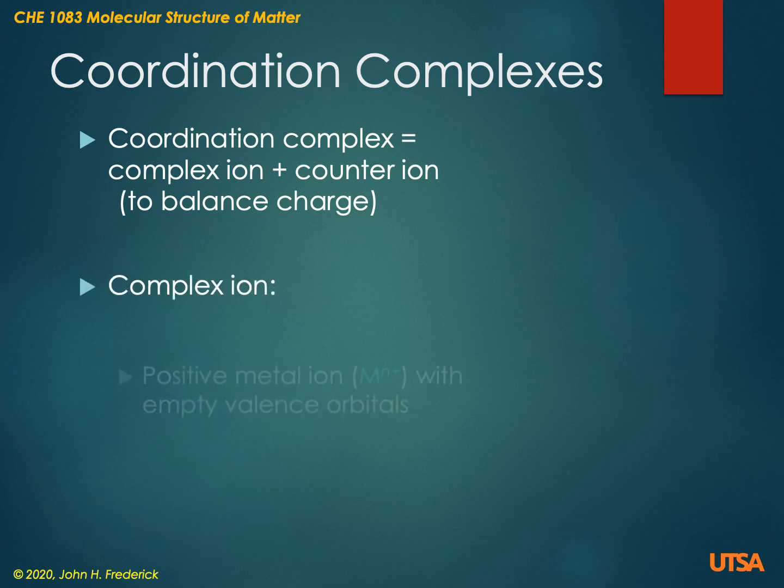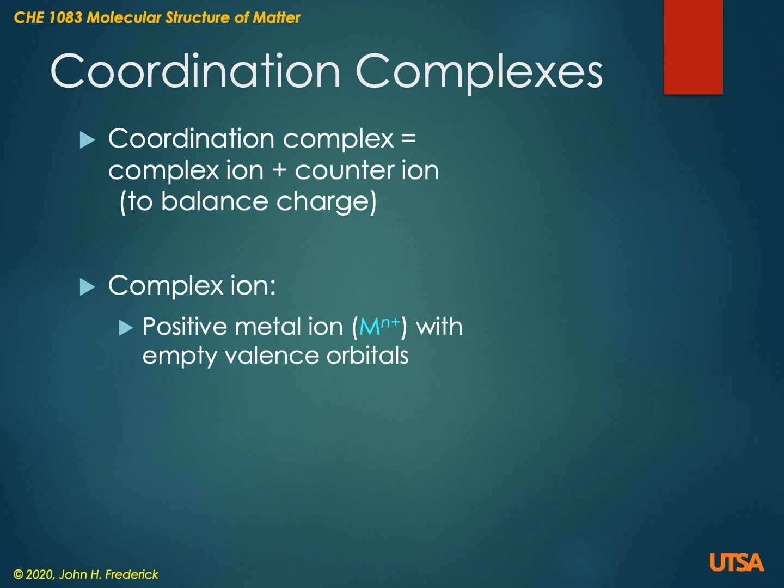It includes a positive metal ion, which will generally be a transition metal, and this positive metal ion will contain empty valence orbitals. That's important because it needs to have a place where electrons can be deposited. So here is our metal ion, and here are some of the empty orbitals that would be found around it. It may not have as many as 4, but it has some.